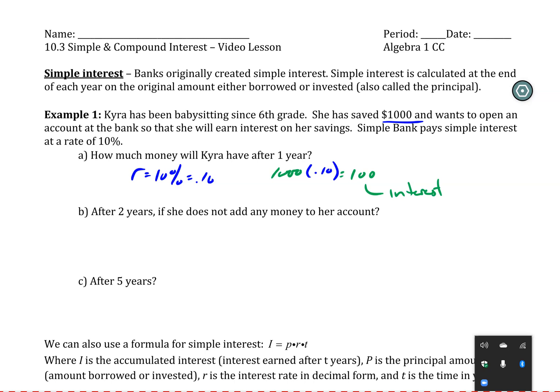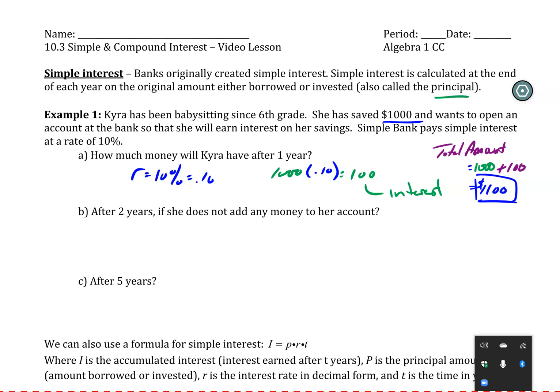All right. So if it's asking how much money will she have, that would be referred to as her total amount. You have to take the initial amount or the principal plus the interest, which was 100. So that means altogether she has $1,100 when she's done.